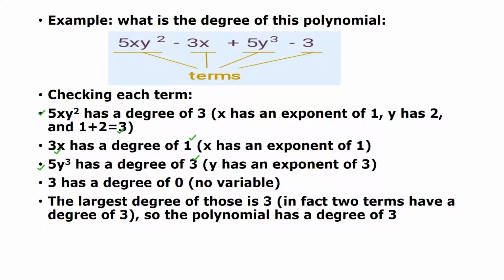Now the last term is 3. Last term is 3, so there is no variable, so the degree is 0. Now you have checked all the degrees of the terms. What is the highest degree in all the terms? The highest degree is 3. We get the highest degree from this term and this term. In fact, 2 terms have the degree of 3. So the polynomial has a degree of 3.